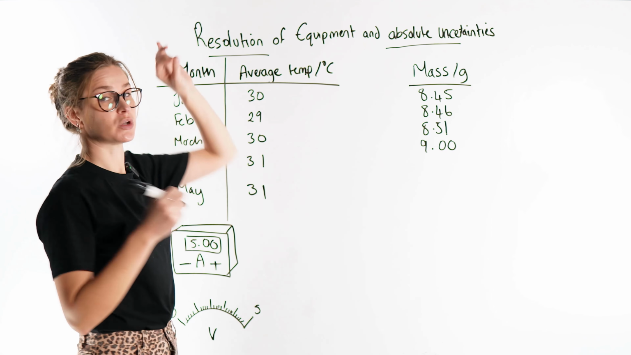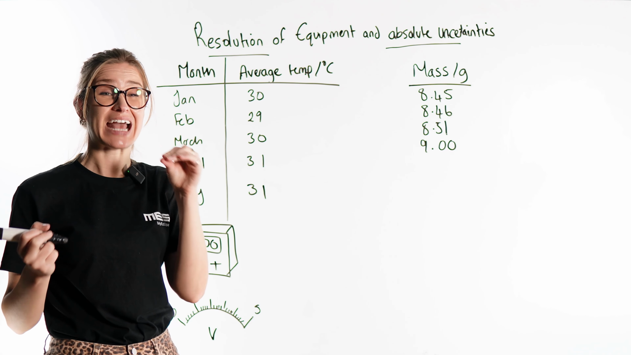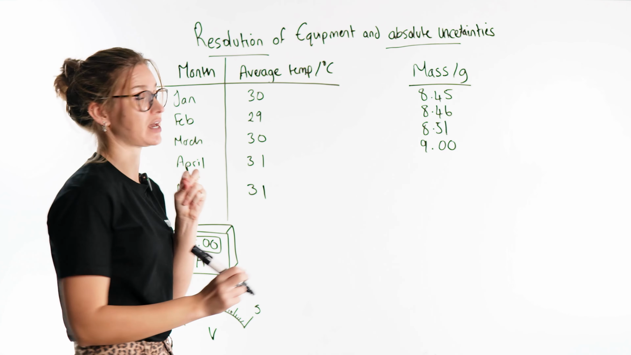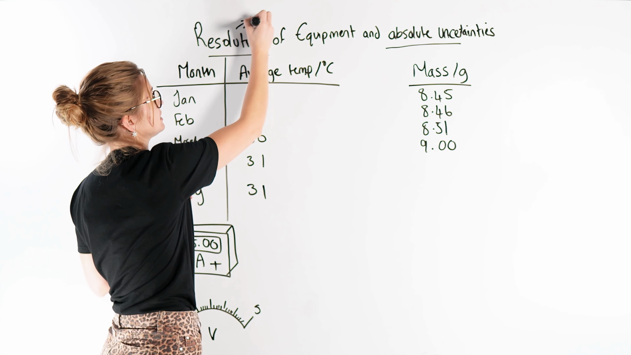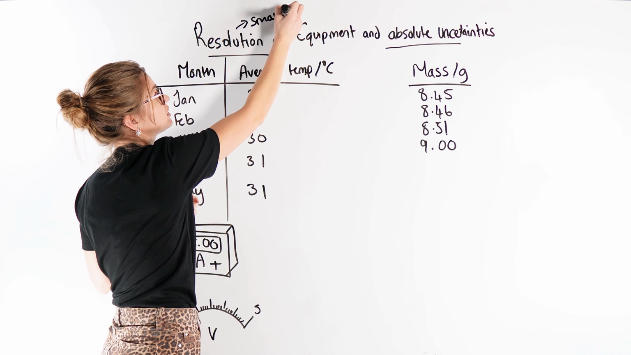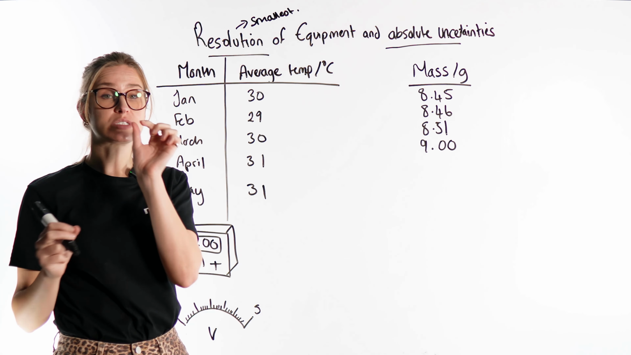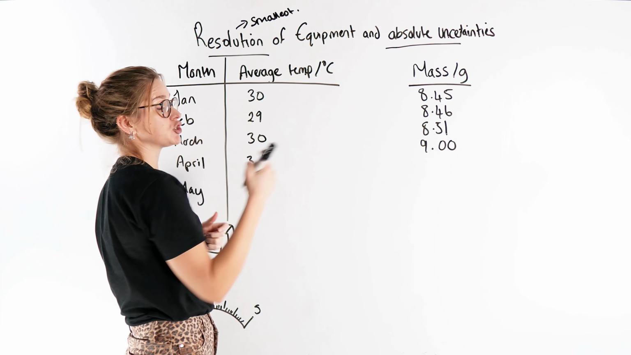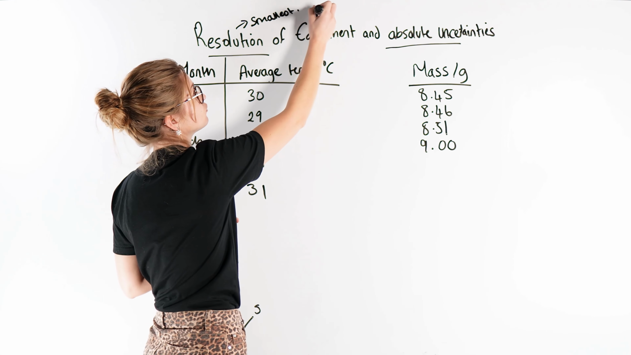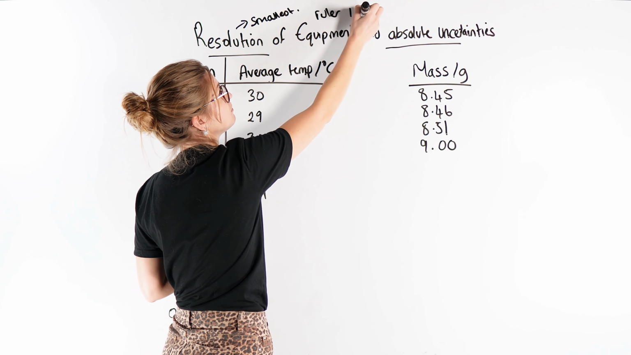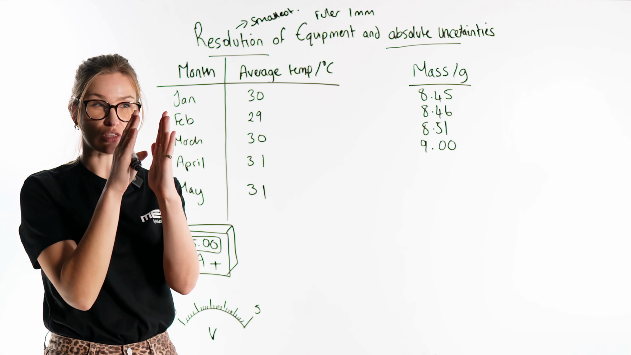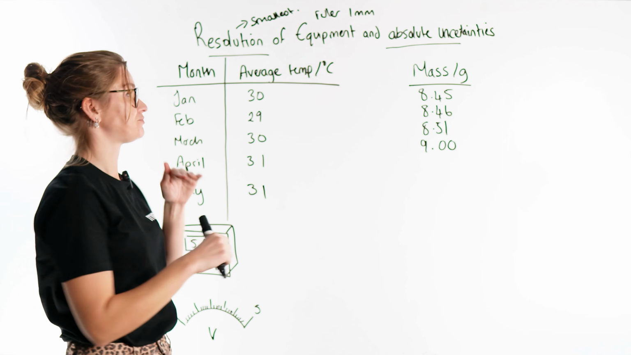So resolution, what does it mean? Resolution is basically asking you what is the smallest number you can get on your equipment, okay? So for example, if you're using a ruler, everyone uses a ruler all the time, the smallest number on your ruler is going to be that millimeter, right? So the resolution of my ruler is 1 millimeter, or 0.1 centimeters, right? You've got those tiny little millimeter marks on your ruler.